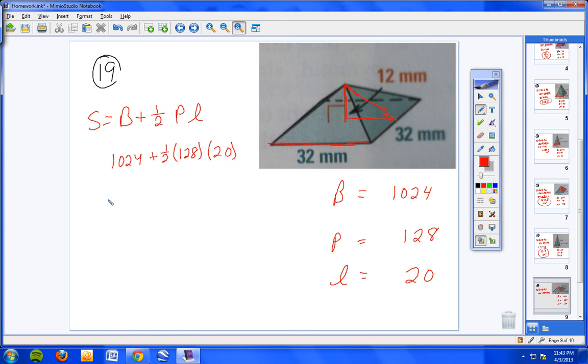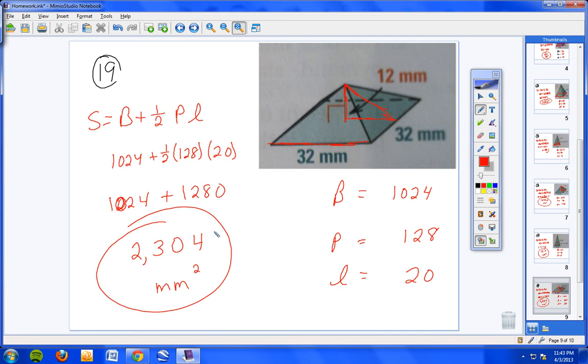All right. Well, bring down your 1024. And then if you multiply these three numbers together here, you will get 1280. And then add these two numbers together, and you will get 2,304. And that would be millimeters squared. So there's the surface area of this pyramid.